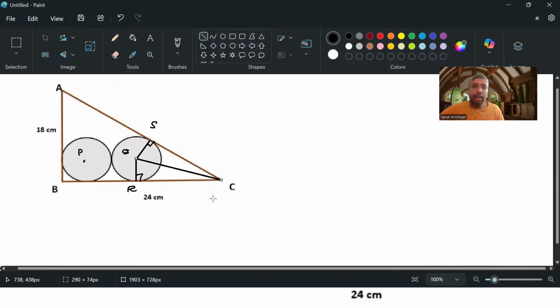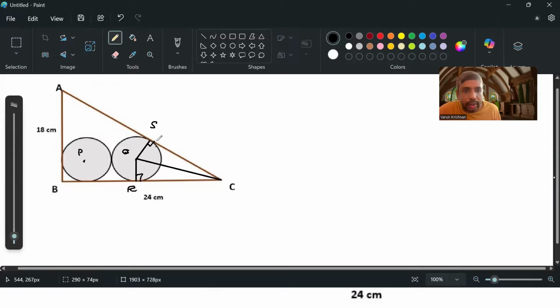So when I join QC, we can clearly see that triangle SQR and triangle CQR are congruent to each other because of SSS congruency. Because CS and CR are tangents drawn to the circle from the same point, they will be of the same length. QS and QR both are radii of the same circle, so they will be of the same length. And QC is a common side, so by SSS congruency, both these triangles are congruent to each other, which means this angle, angle QCR, and angle QCS will be equal.